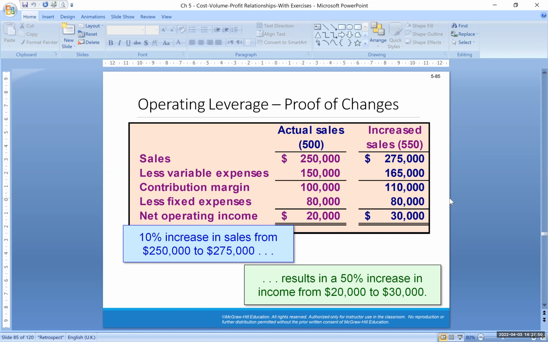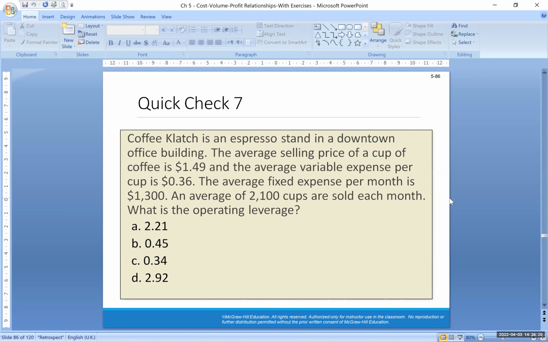If we increase the sales by 10% times the 5 operating leverage as calculated, this will result in a 50% increase in the net operating income. So we can use this percentage to predict for our future. Suppose that we need to increase our sales by X percentage, what would be the effect on the net income?